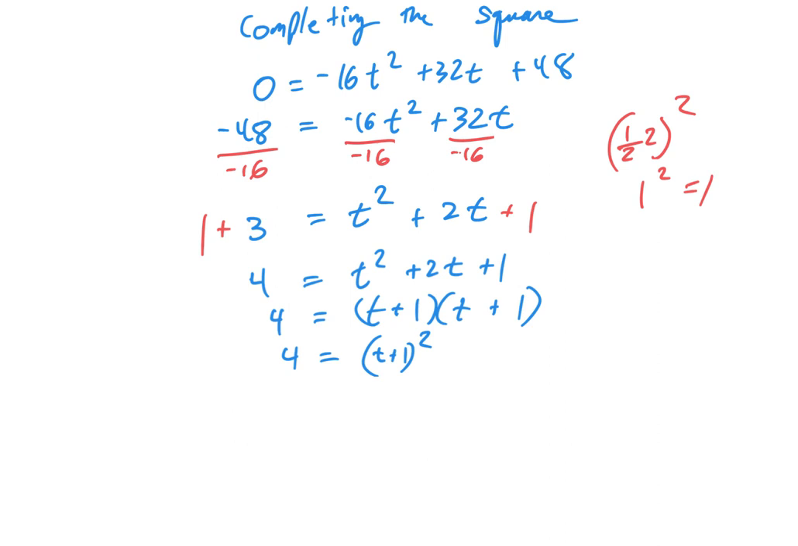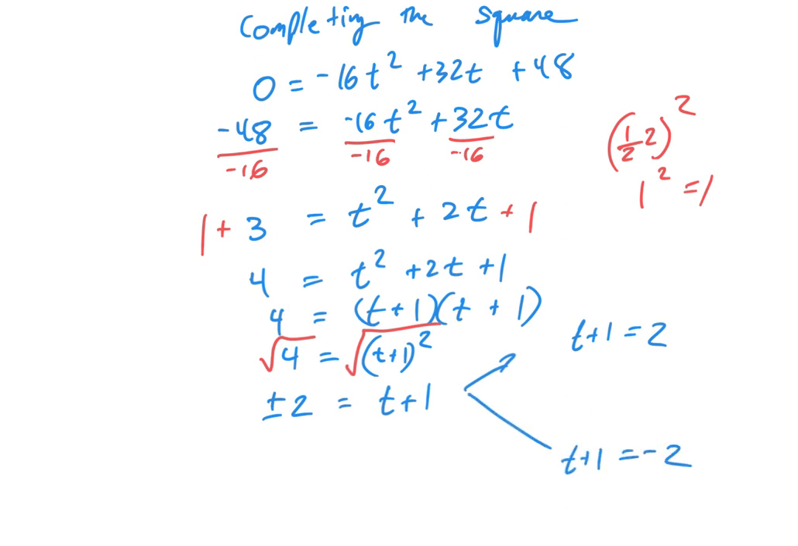I'm going to solve for t. I have something on the right-hand side. The whole thing is squared. Inverse of squaring is square rooting. On the left, I'll have plus or minus 2. On the right, I'll have t plus 1. So what I have now is two equations. t plus 1 equals 2. t plus 1 equals negative 2. Subtract 1. t equals 1. t equals negative 3.